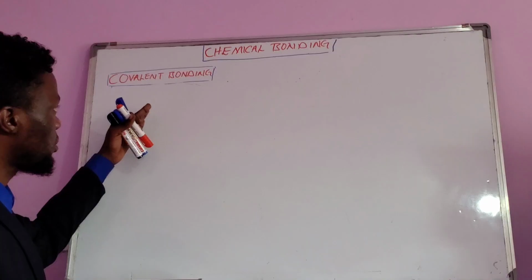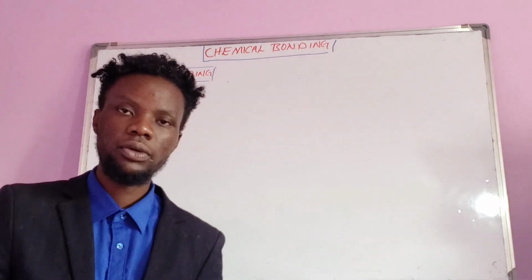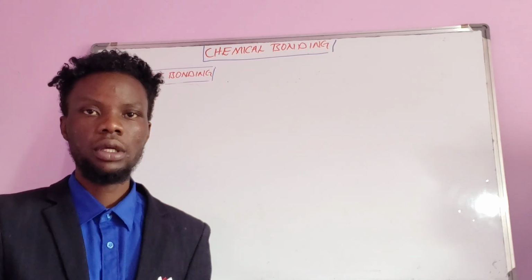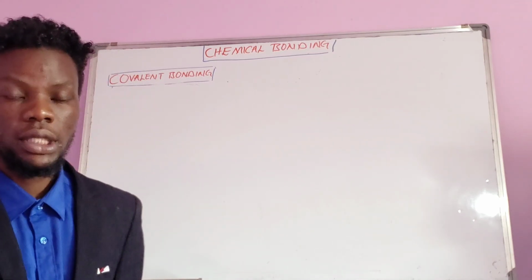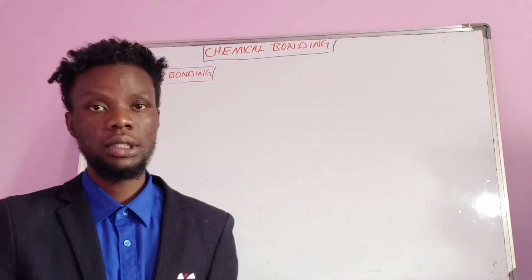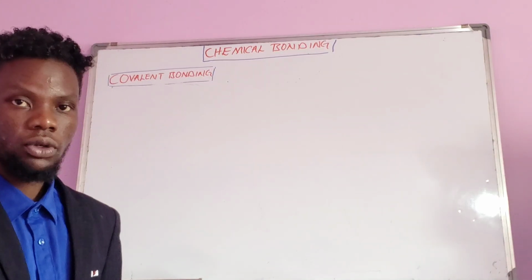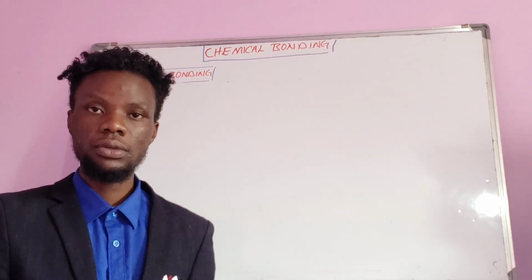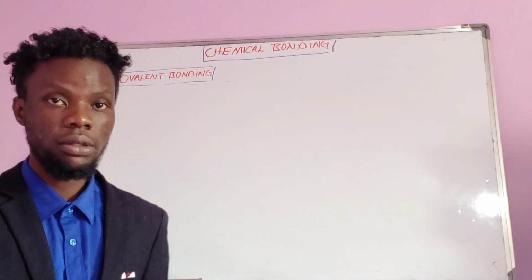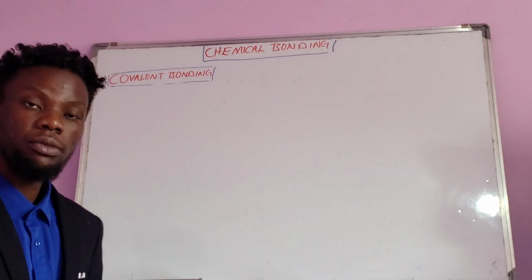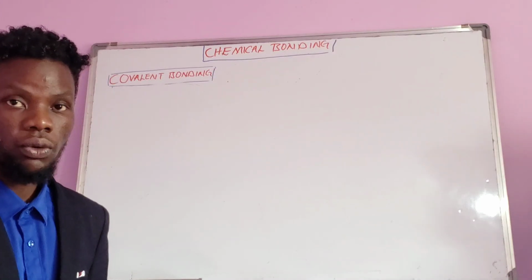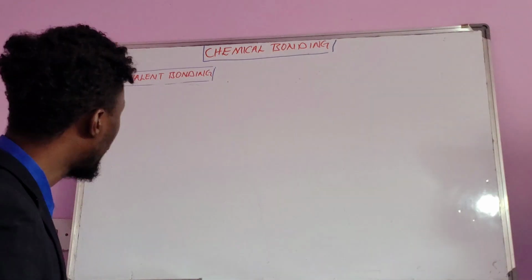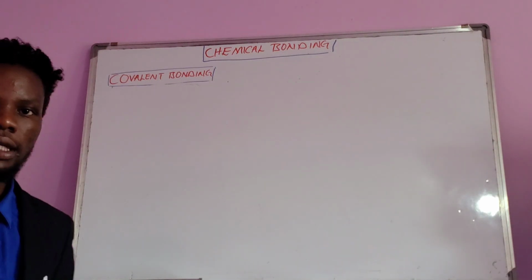So, before we go to covalent bonding, let us remind ourselves about chemical bonding. What is chemical bonding? We said it is just the chemical combination of different atoms in order to form what we call a compound. Again, chemical bonding is just a chemical combination of atoms in order to form compounds. If you want to know more about chemical bonding, go and watch the introduction video about chemical bonding. Alright, now let us proceed to covalent bonding.